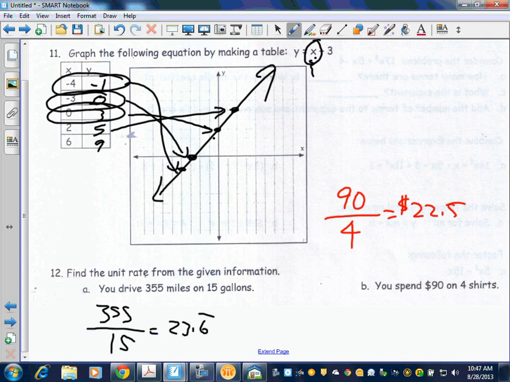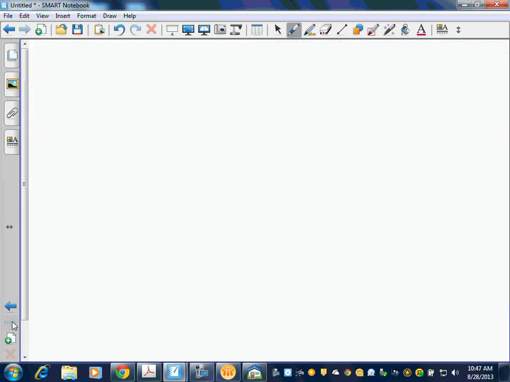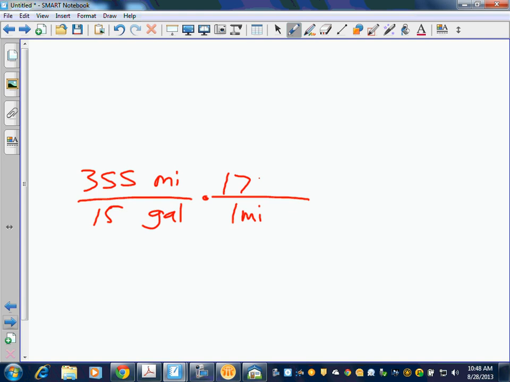355 miles on 15 gallons. I ask you to convert that to ounces and yards or something. Remember, if you're trying to convert to yards, I would have to give you some conversions. I would have to tell you how many yards there were in a mile. I put my mile on bottom and 1,760 on top. And now you just converted that to yards per gallon.